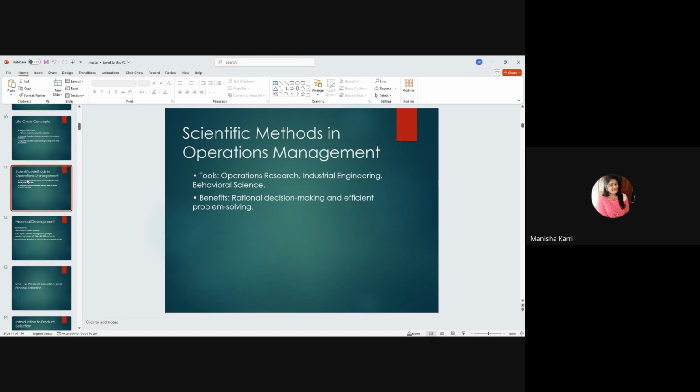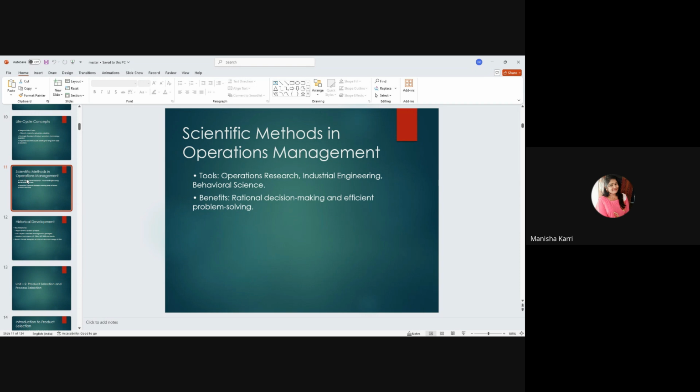Here, the next topic is some of the scientific methods that are used in operations management. Generally, these scientific methods are used to structure the approaches to solve different types of problems or to make different types of decisions based on data analysis and logic. The main tool is operations research.